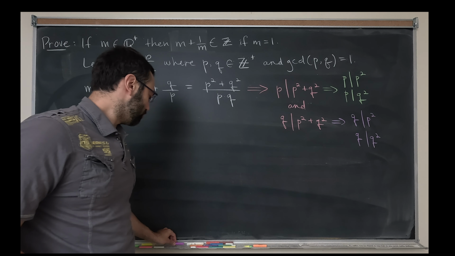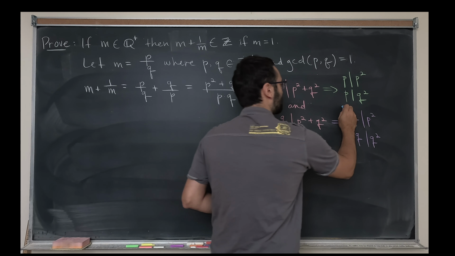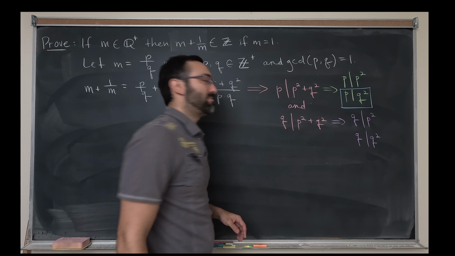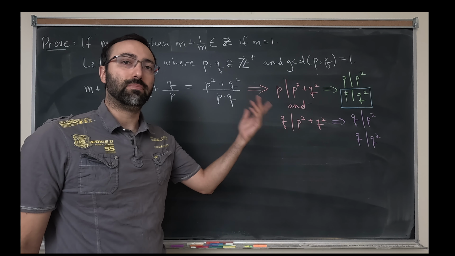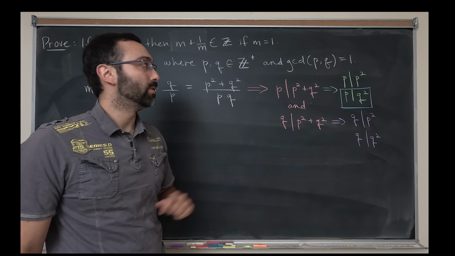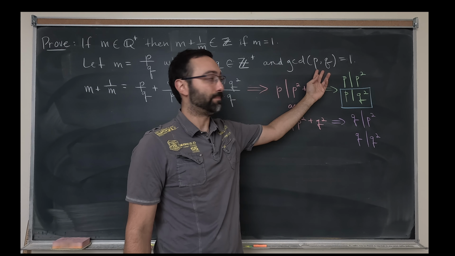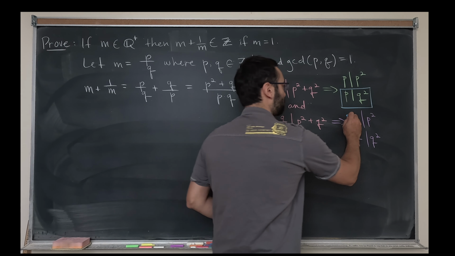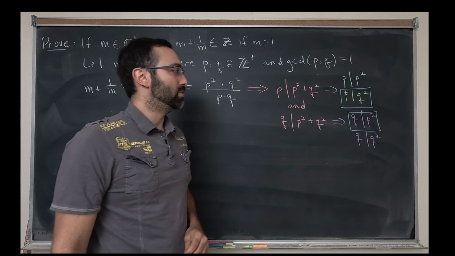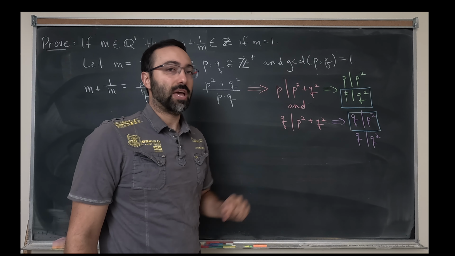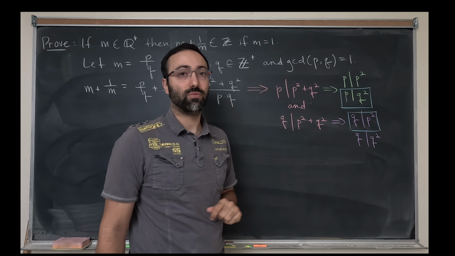Now, we see something interesting here. In this case, we have p divides q squared, but that can't be, because then p and q would share a common divisor. We assumed that p and q didn't have a common divisor except 1. And the same argument holds over here. If q divides p squared, that means they have a common divisor. But we assumed p and q only have a common divisor of 1.